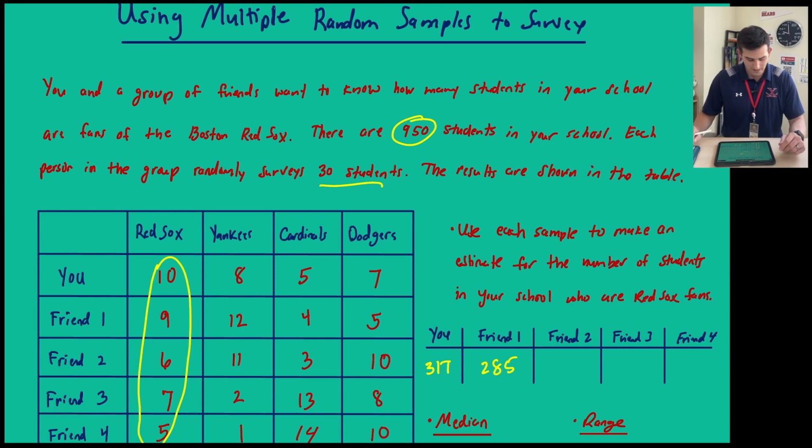Friend number 2 had 6 out of 30. So let's multiply that 0.2 by 950, and that gives us 190. Friend number 3 surveyed 7 out of 30 for 0.23 repeating. Let's multiply that by 950 to get 222 for friend number 3. And the last one, friend number 4, 5 out of 30, which would be 0.16 repeating. And we multiply that by 950 to get approximately 158.